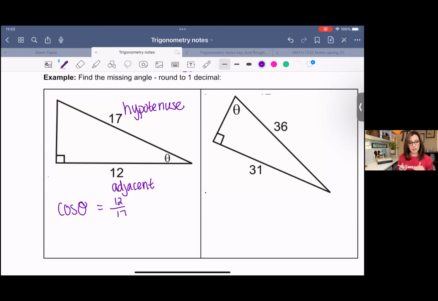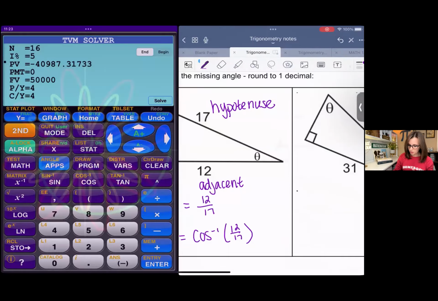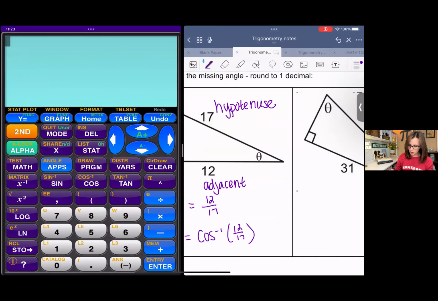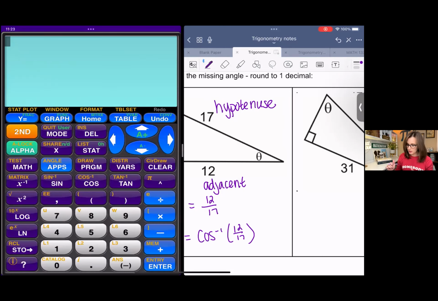But what I'm solving for is theta. So if I take the inverse of both sides, then I end up with theta equals inverse cosine of 12 over 17. Now, if you want an exact solution, you can just leave it like that. If we're doing an approximate solution, which we are because we're rounding to one decimal place, then we're going to pull up our calculator. We're going to make sure we're in degree mode, since we're talking about degrees. And then I'm going to go second sine 12 over 17.